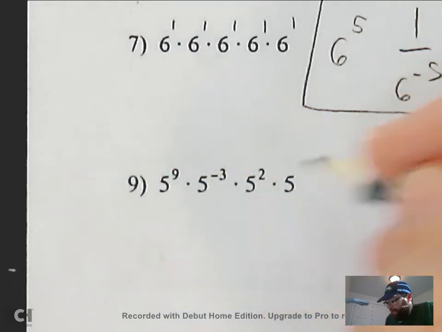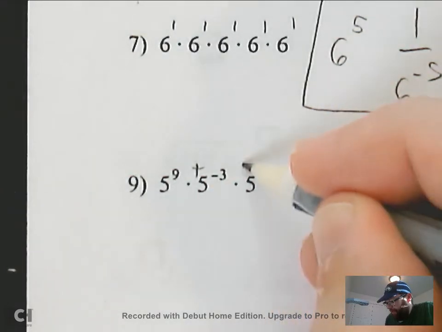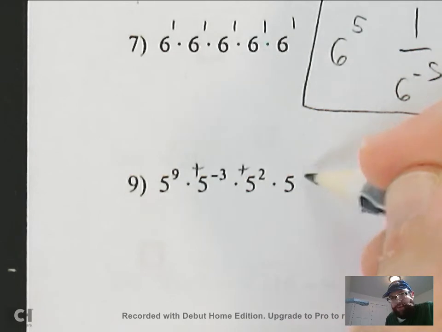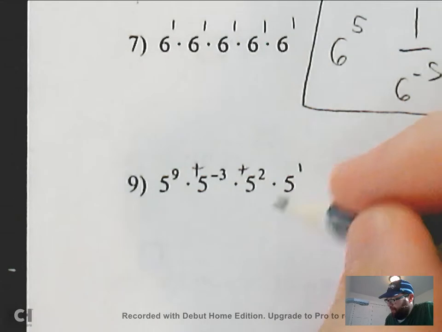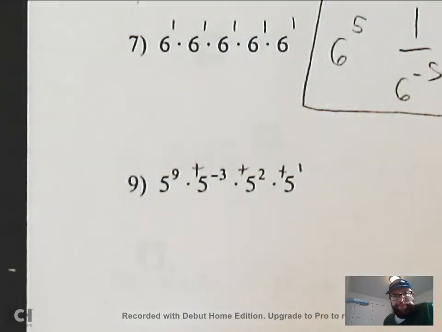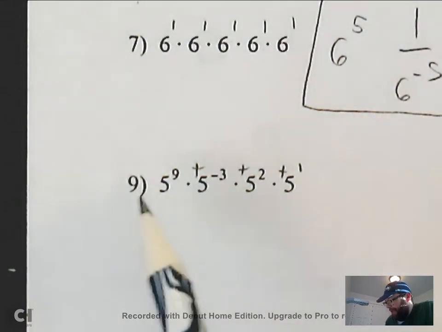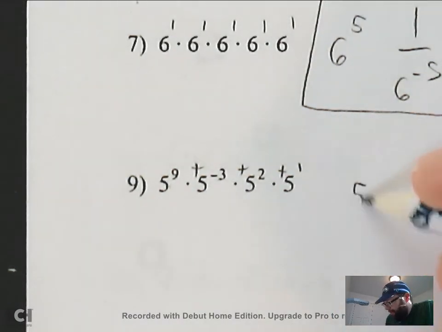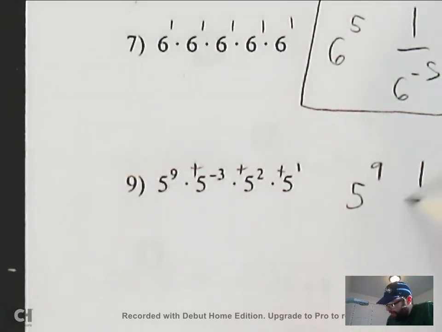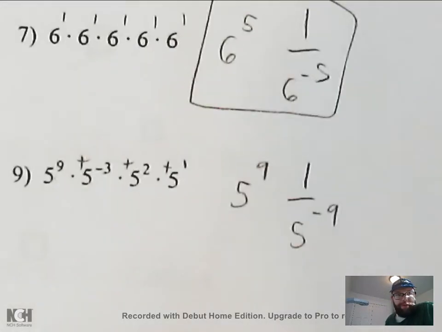Okay. And then this one, number 9. Again, we add the exponents since they're all multiplying. So 9 plus negative 3 plus 2. And there's no exponent here. So again, remember, that just means there's a 1 above that number. That's going to probably be one of your most missed things, just FYI. So be aware, there's no number, there's a 1 there. Okay, then you would just add them. 9 plus negative 3 is 6, plus 2 is 8, plus 1 is 9. So it just ends up back at 5 to the 9th. And then you'd make it negative by moving it across the fraction bar, and it becomes 5 to the negative 9th. And that would be your 2 answers.